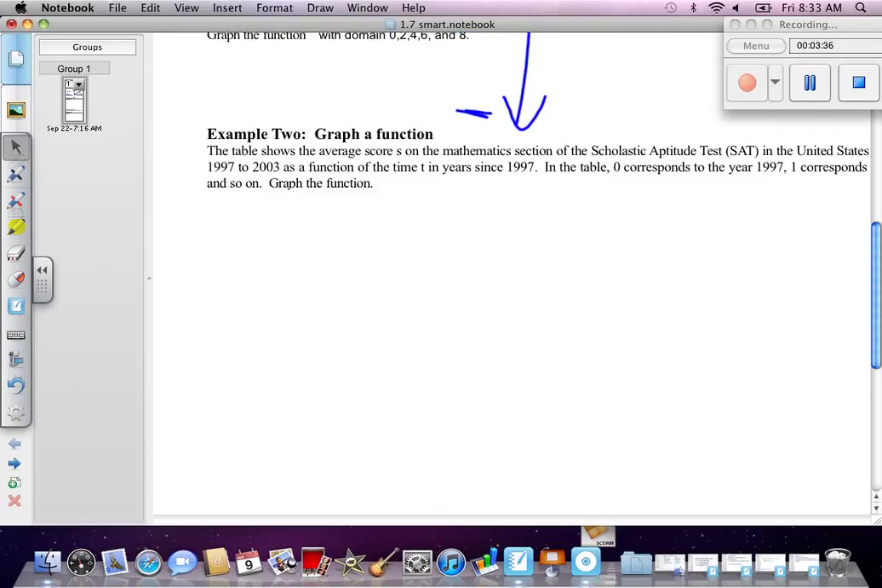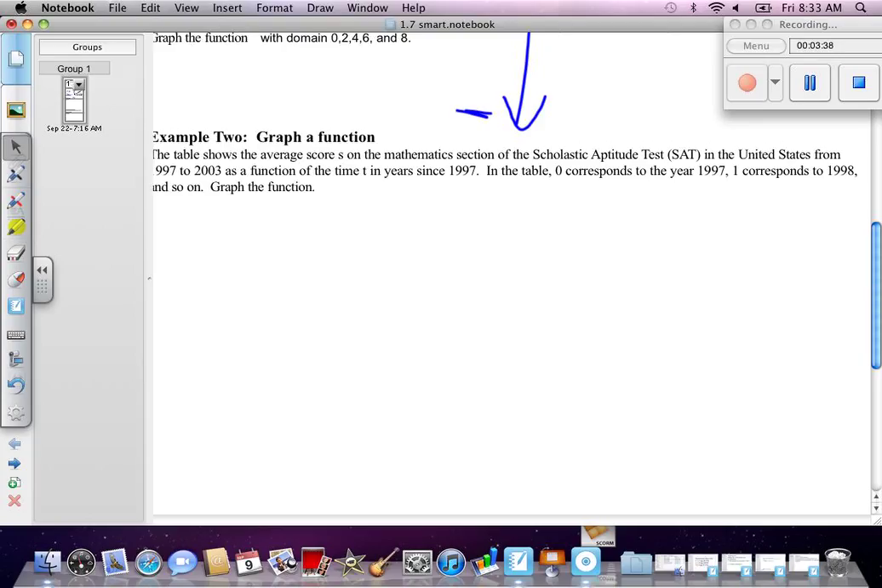We're looking at example 2. The table shows the average scores on the mathematics section of the Scholastic Aptitude Test, the SAT, in the United States from 1997 to 2003 as a function of time in years since 1997. In the table, 0 corresponds to the year 1997, 1 corresponds to 98, 2 would be 99, 3 would be 2000, and so on. We're going to graph this.